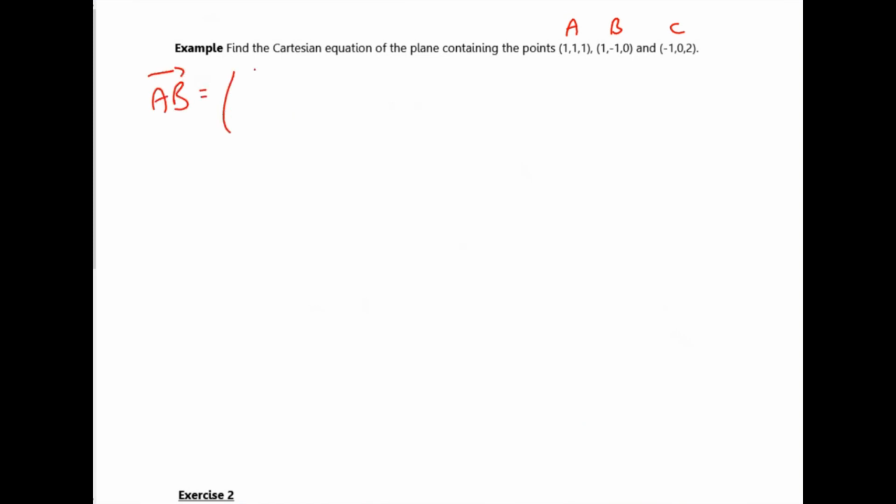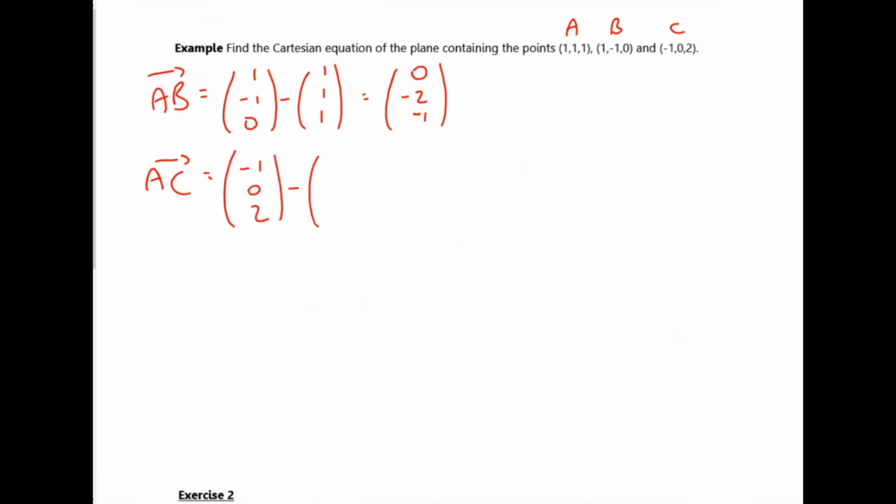So AB is 1, -1, 0, -1, 1, 1. So second one minus the first one. So I get 0, -2, -1. I'm going to use AC, but you could equally use BC as well. Get -2, -1, 1. Or you could do them the other way around. You could use BA and BC, or CA. So these now are 2 direction vectors in our plane.